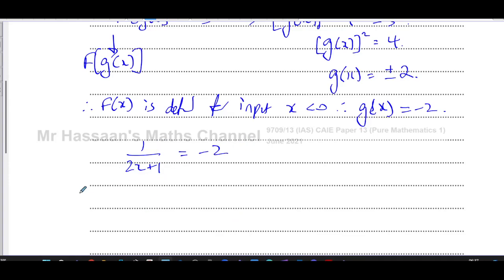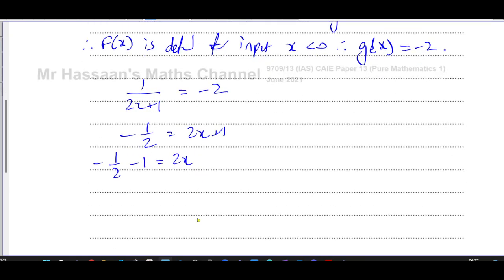I can solve it easily by cross multiplying here. So I'll put negative a half equals 2x plus 1. It's like I've multiplied both sides by 2x plus 1 and then divided both sides by 2 in one step. And then I can subtract 1 from both sides. So I have minus 1 half minus 1 equals 2x. That's minus 3 over 2 equals 2x. Therefore, we can say x equals negative 3 over 4. That is the only solution.